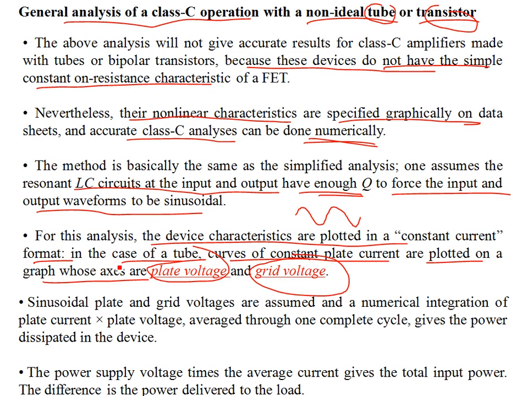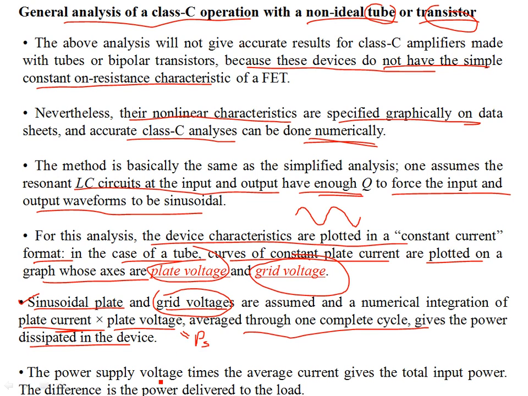So you see this. What does this statement say? If you assume sinusoidal plate and grid voltages (we'll look in a moment at what the grid element is), and a numerical integration of the plate current, the anode current, the current received at the anode, multiplied by the anode voltage, what is that? It's the supply voltage. Okay, so this is equal to your supply voltage, right? And the average through one complete cycle gives the power dissipated in the device.